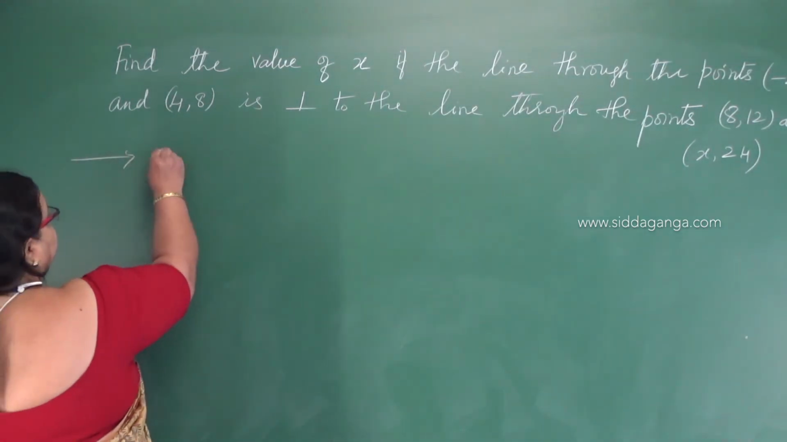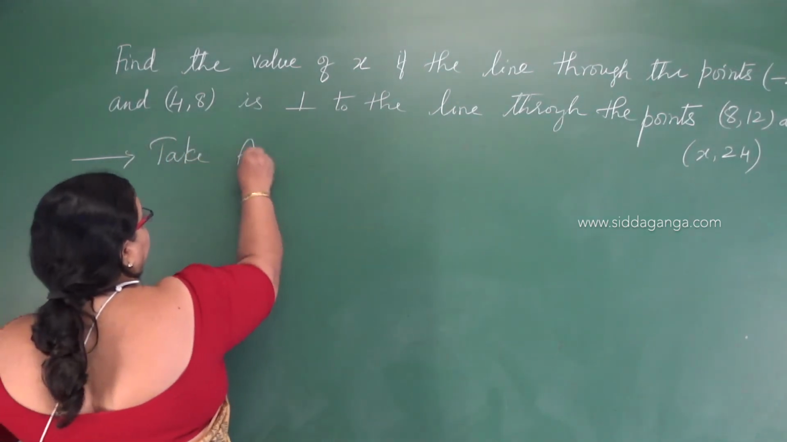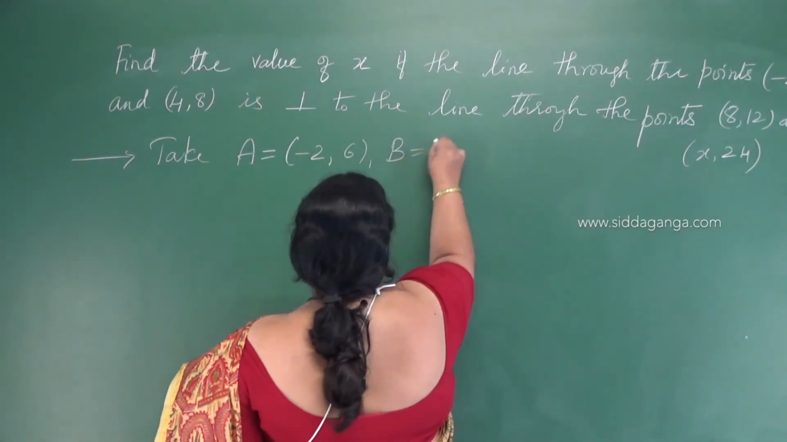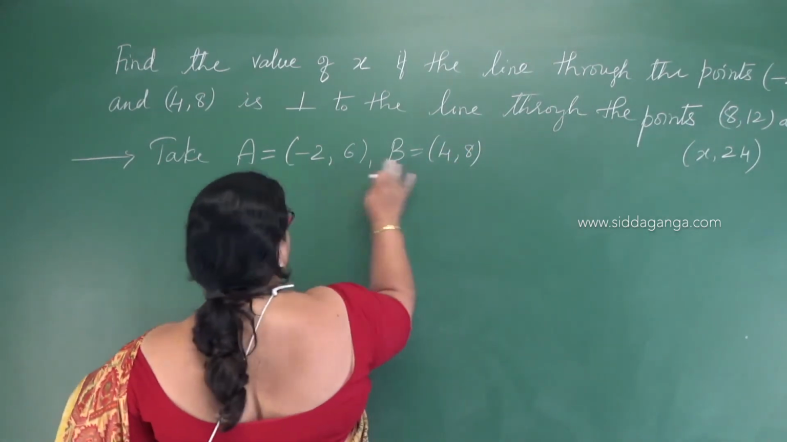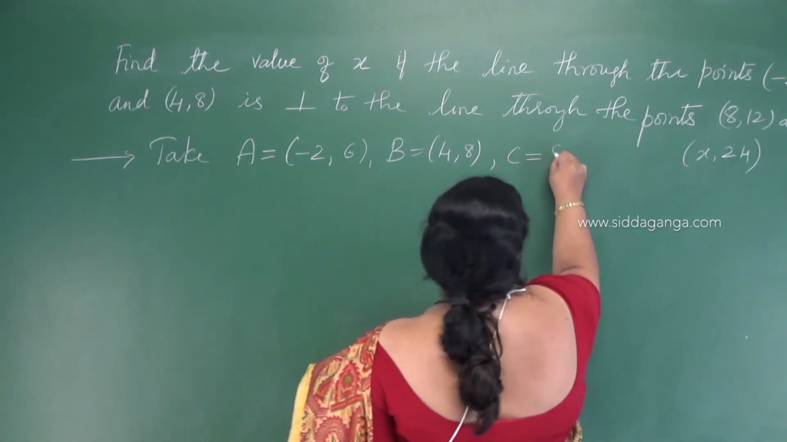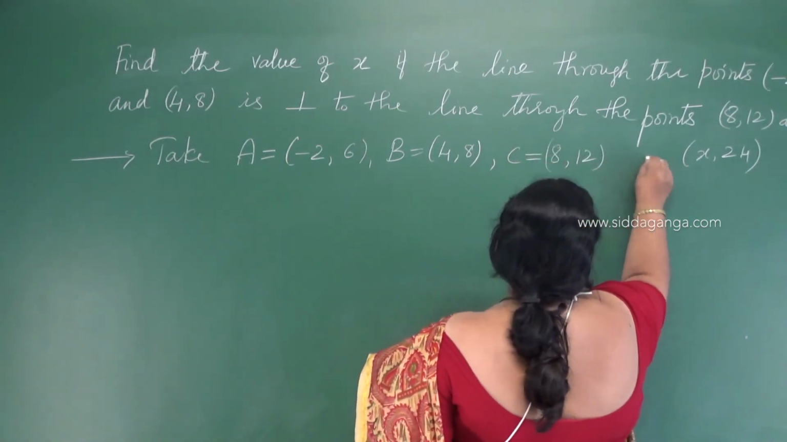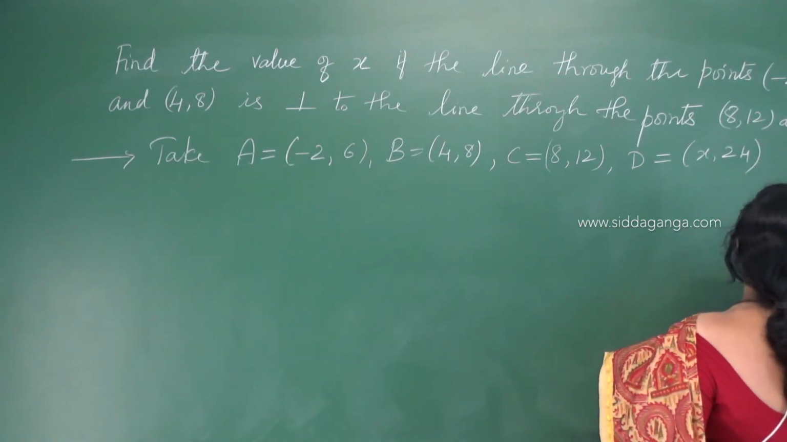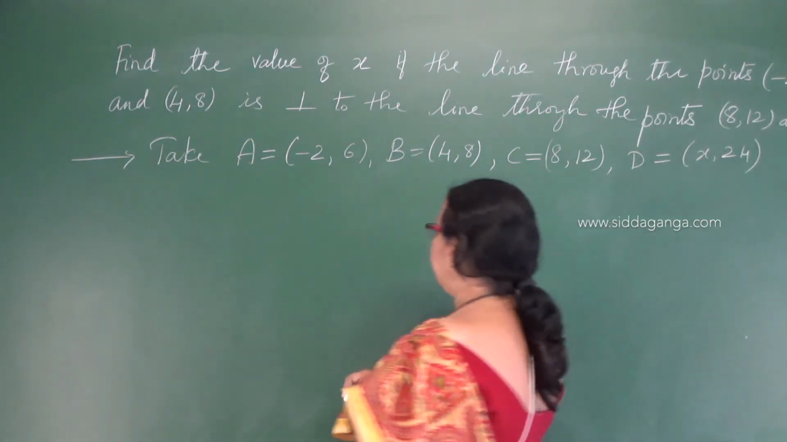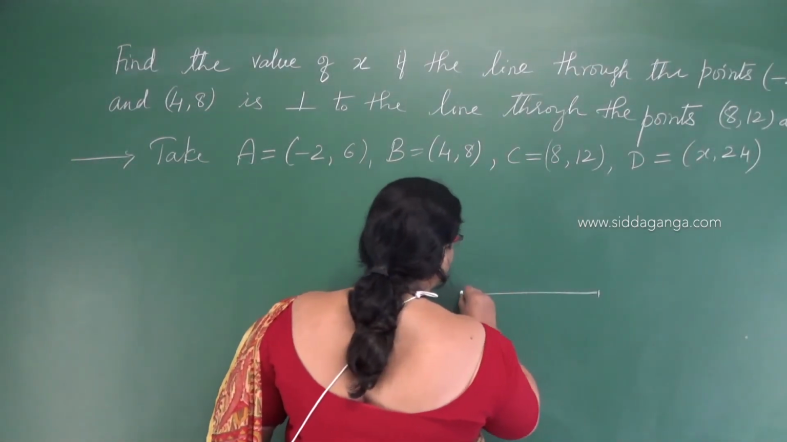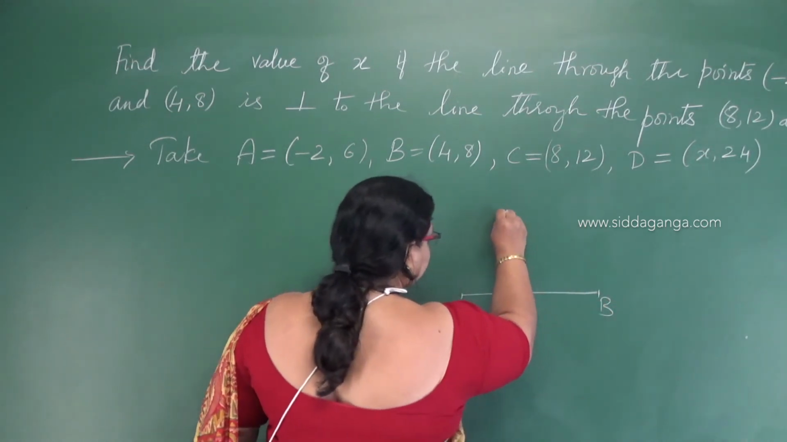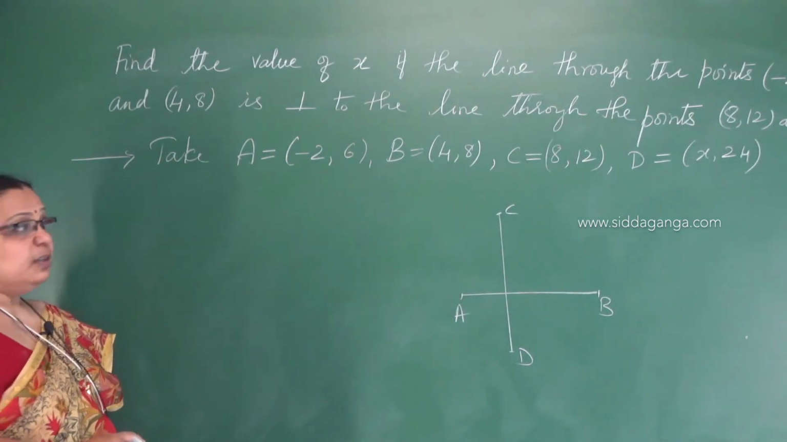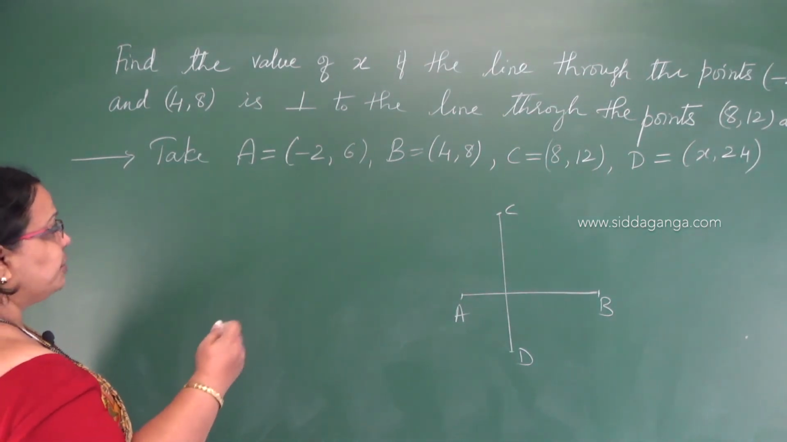You take the first point as A, -2, 6, second point as B, 4, 8, from these two a line comes. Next you take the third point as C, 8, 12 and you take the fourth point as D equal to x, 24. So here AB line is perpendicular to CD. Just to know that. So now with the help of slope we can find x.